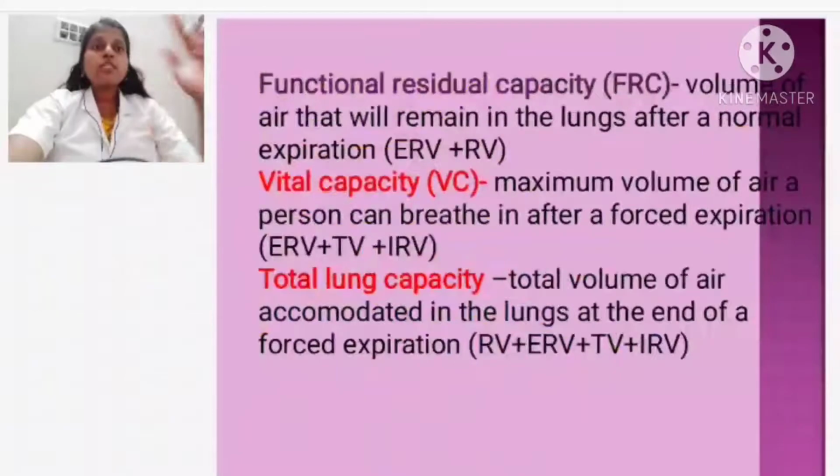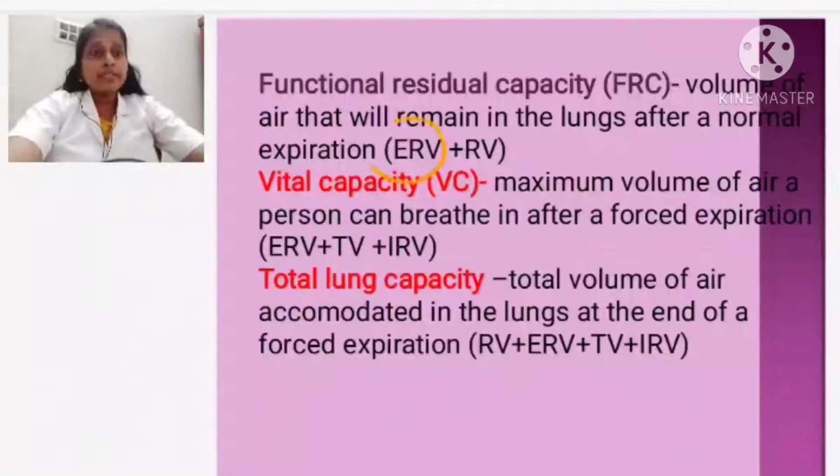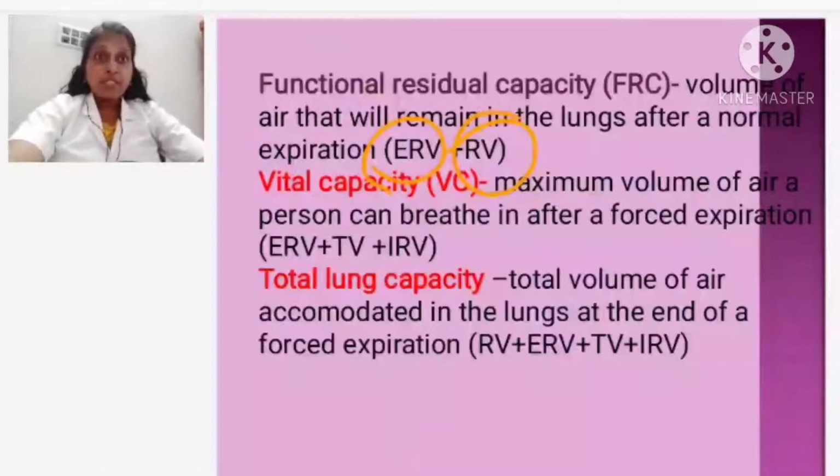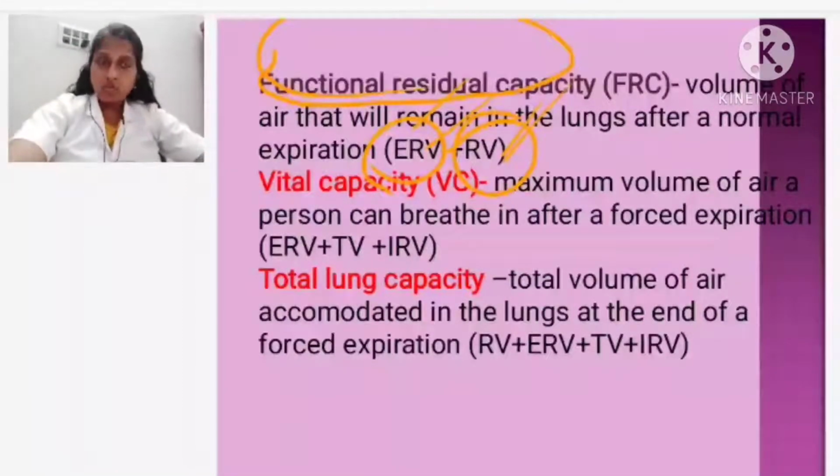The next thing is your functional residual capacity. It is expiratory reserve volume plus the residual volume. So expiratory reserve volume, forcefully how much you can give it out, plus how much is always present inside the lungs, 1100 to 1200 we learned, isn't it? So if you add these two up, you get the functional residual capacity of your lungs.